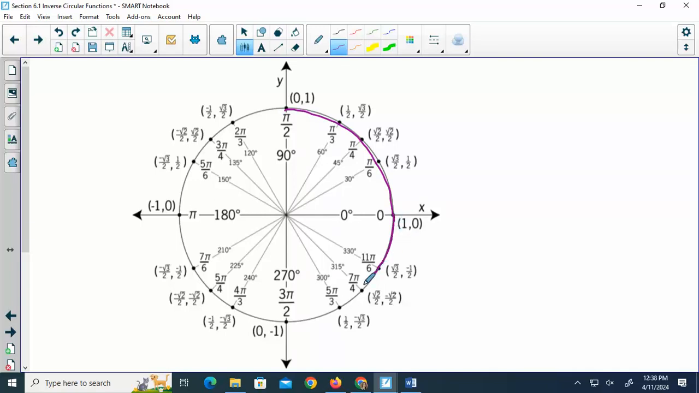3 pi over 2 is also here. Okay. So you can think about it from the circle. If we're talking about sine, sine is the y values. So we need when the y's are positive and when the y's are negative. So quadrant 1 and 4.